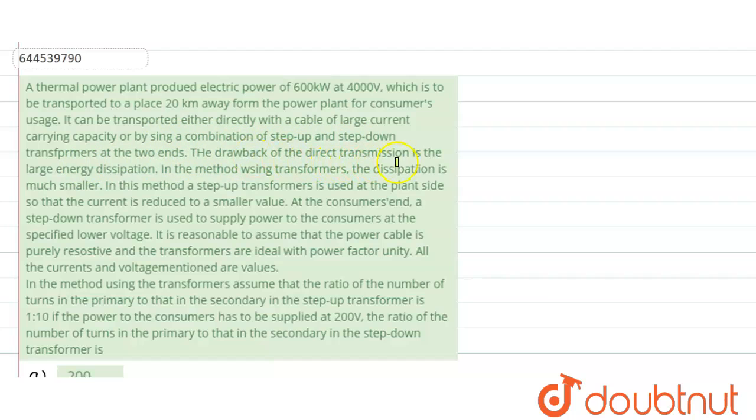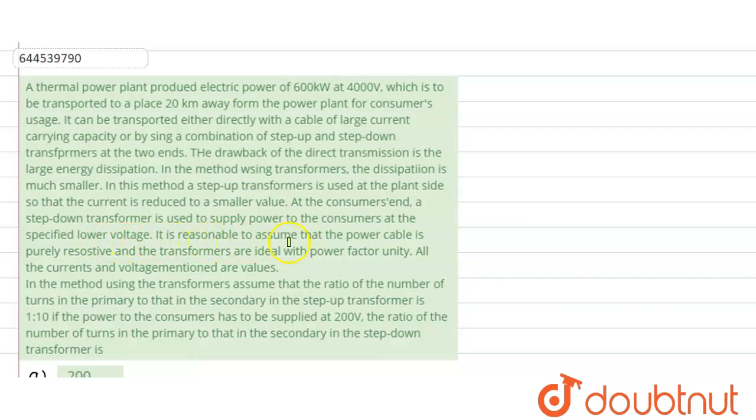Now, the drawback of the direct transmission is the large energy dissipation, because I squared R losses would be more. Now, in this method, using transformer, the dissipation is much smaller. In this method, there is a step-up transformer which is used at the plant side so that the current is reduced to a smaller value. So if the current value is reduced, we can reduce the power loss. Now at the consumer side, there is a step-down transformer which is used to supply this power to the consumer at the specified lower voltage.